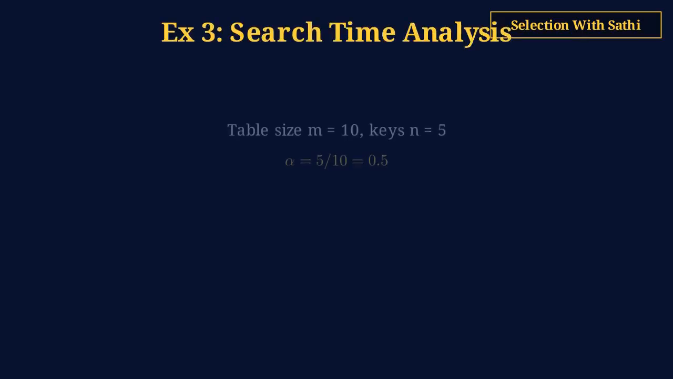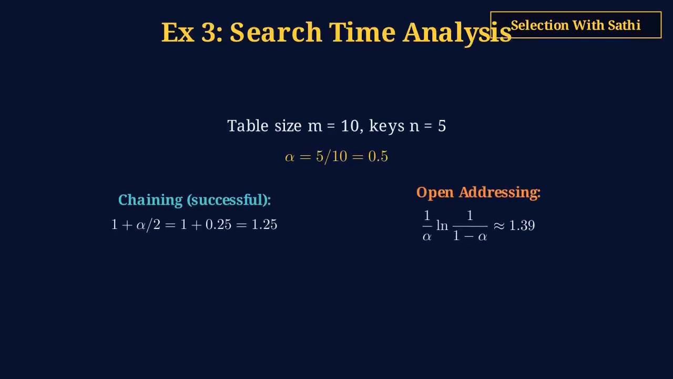How fast is search in a hash table? Consider a table of size 10 with 5 keys, so alpha equals 0.5. For chaining, a successful search takes 1 + alpha/2, which is 1.25 comparisons on average. For open addressing with linear probing, the expected number is about (1/alpha) times the natural log of 1/(1 - alpha), which gives approximately 1.39. Both methods give roughly 1.3 comparisons, which is essentially constant time.